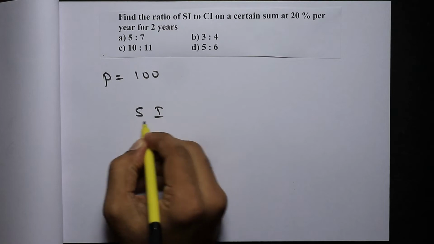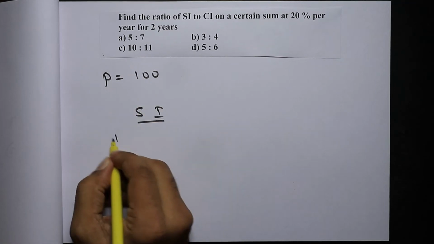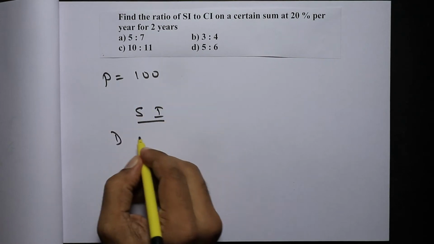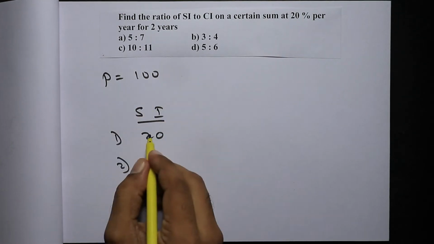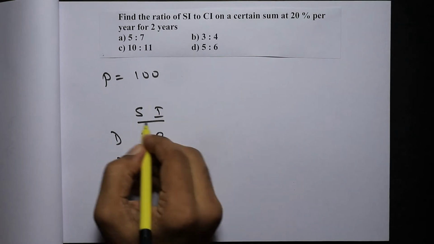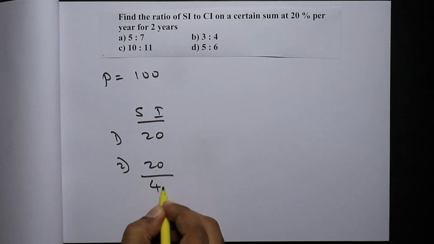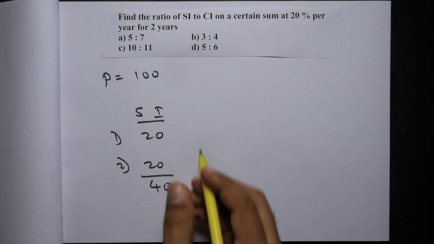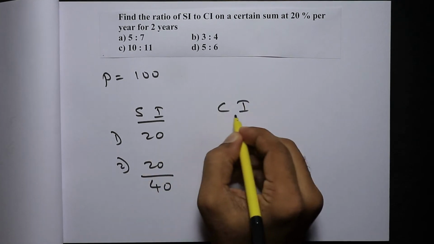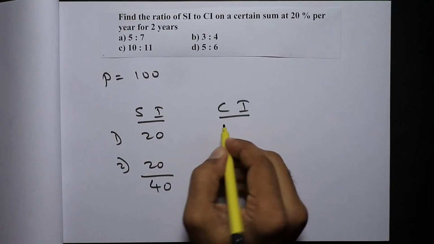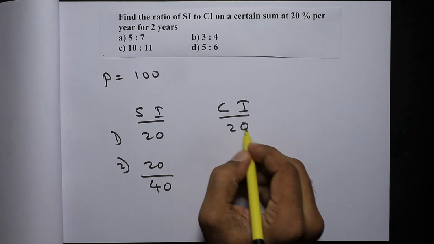So if the principal is rupees 100, first year simple interest will be 20% of principal, 20% of 100, you will get this 20. Second year's simple interest is also the same, 20% of 100, you will get this 20. So simple interest for 2 years will be 20 plus 20, 40. Next, let us calculate the compound interest. First year simple interest is the same as first year's compound interest, so compound interest also should be 20.